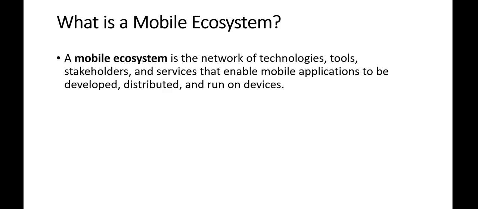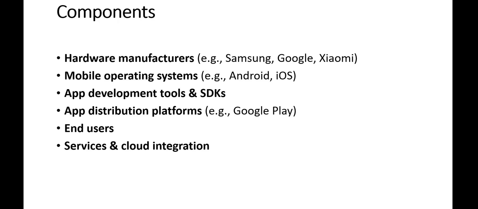Mobile ecosystem. A mobile ecosystem is the network of technologies, tools, stakeholders, and services. It enables mobile applications to be developed, distributed, and run on devices. Components: hardware manufacturers, example Samsung, Google; mobile operating system, example Android OS, iOS; app development tools and SDKs; app distribution platforms, example Google Play Store; end users; services and cloud integration. These are the components.